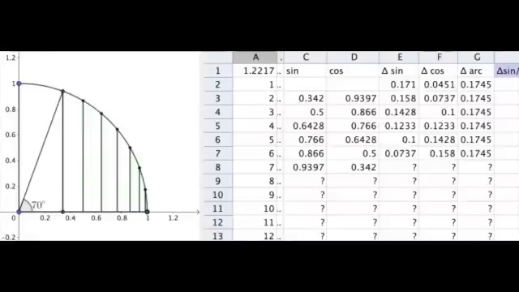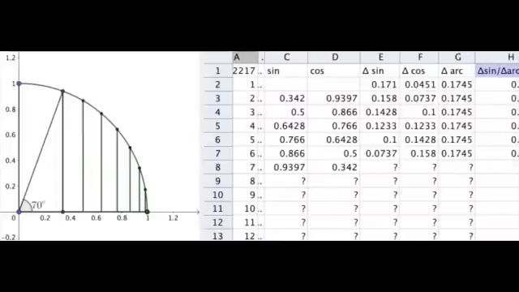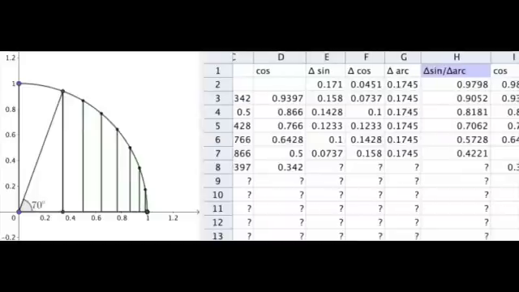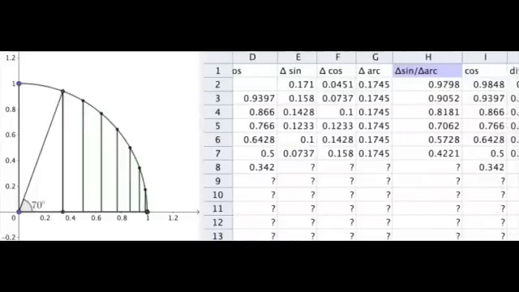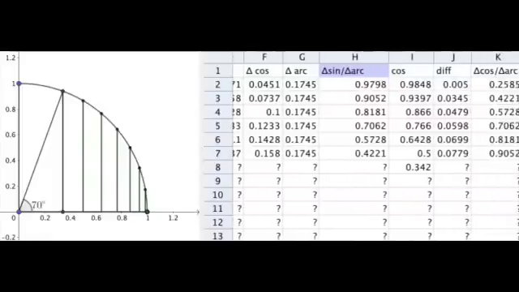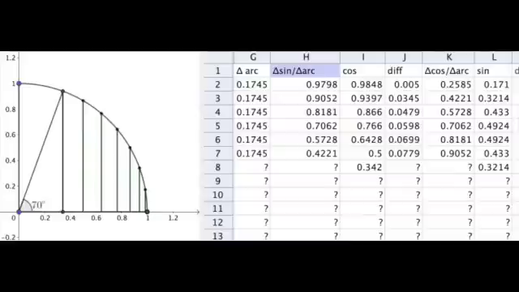Now they have a couple more columns here. You notice how the change in the arc, that's always the same. Now, if you divide the change in sine by the change of arc, look at what happens. It becomes about 0.9798 for the first change and 0.9052 for the second. And it's very close to what the cosine value was. See, it's only off by a little bit. It's changing as it gets bigger, but it's pretty close.